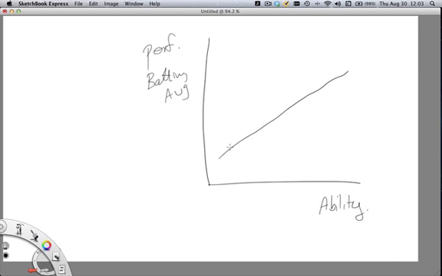This relationship, however, is not deterministic. So it's not like there's a one-to-one association. There's some randomness. So if you're a really good player, the distribution of your performance will have some element of randomness to it. So sometimes you get lucky, sometimes you don't.